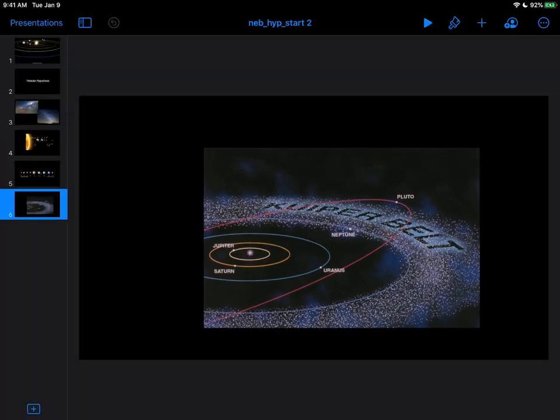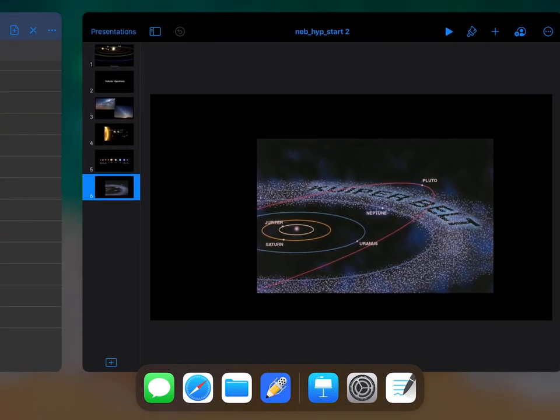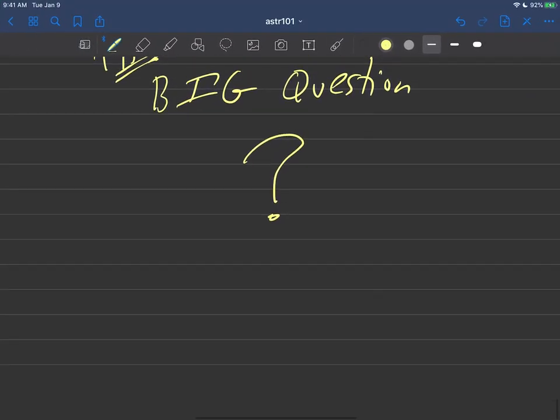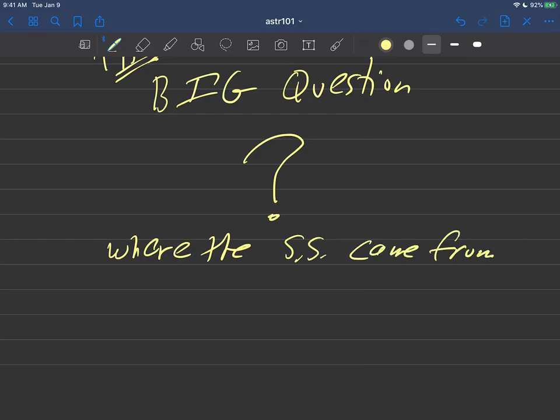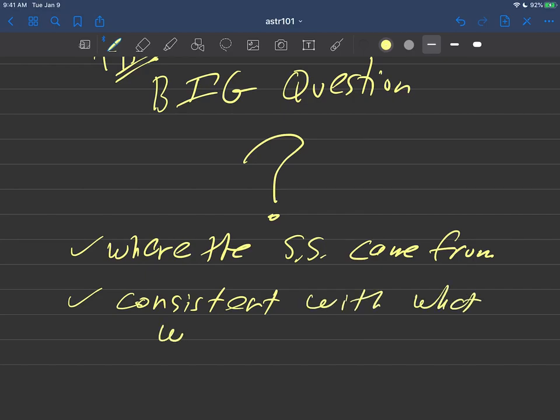And so that's what we're after then with our big question: describing where the solar system came from, and also we want to make sure that it's consistent with what we see out there, for sure. We don't want a theory that just doesn't describe some things we see.